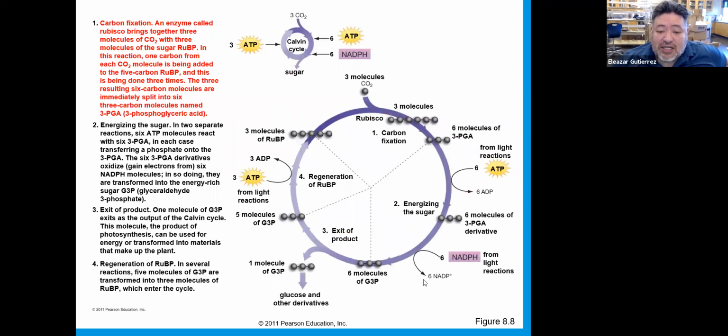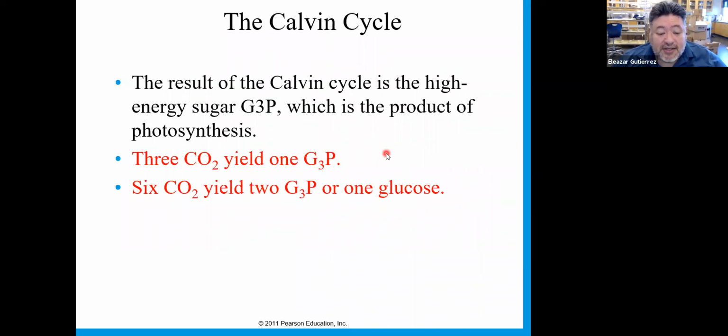Here's the heart of the process. Just like the Krebs cycle is the heart in respiration, the Calvin cycle is the heart of the process in photosynthesis.